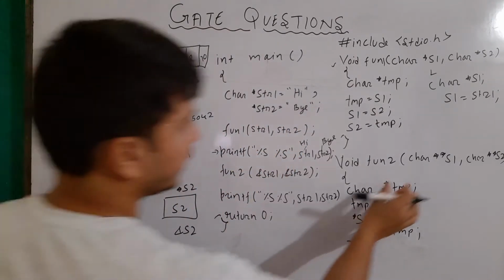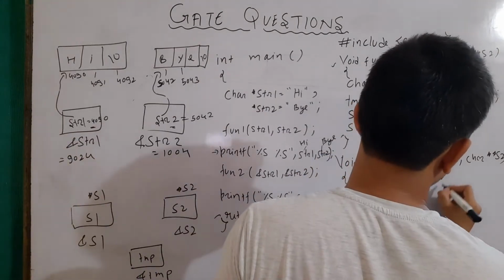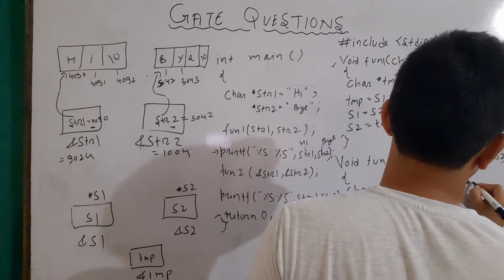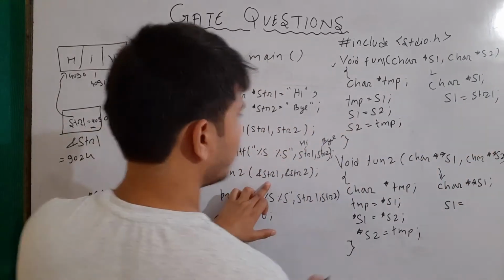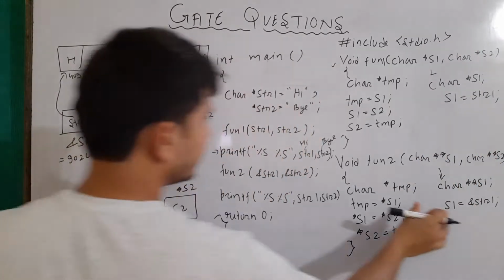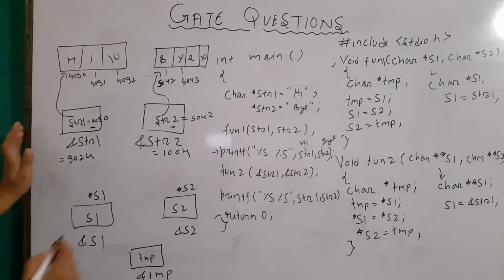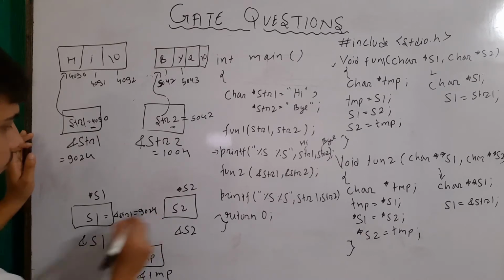Now before that, here it is written char asterisk asterisk s1. What it means is, if I divide this line into two parts, this means asterisk asterisk s1, and then s1 equals to address of str1. So s1 is pointing to the address of str1, or I can write here 9024, okay.